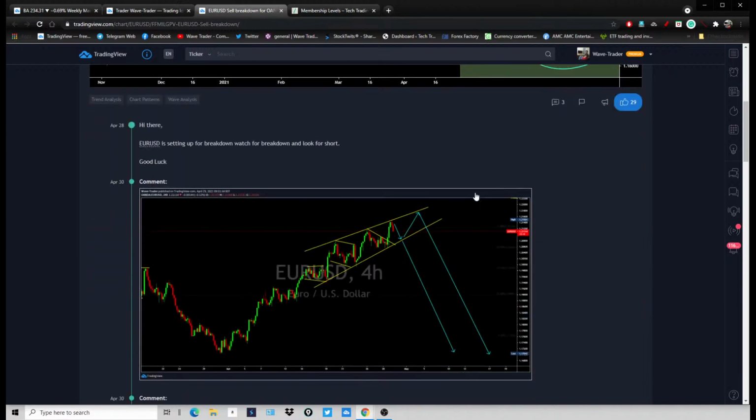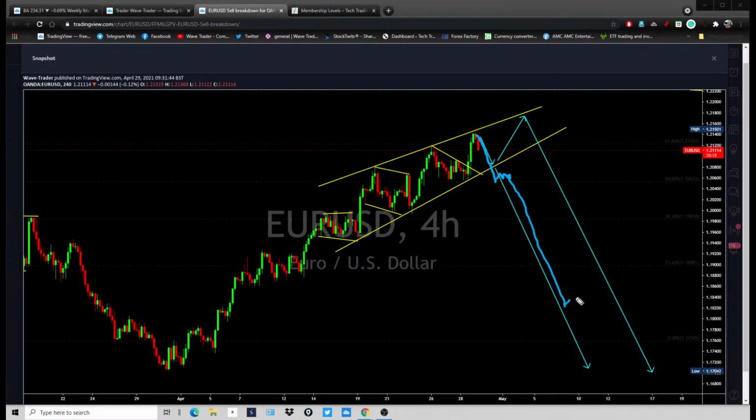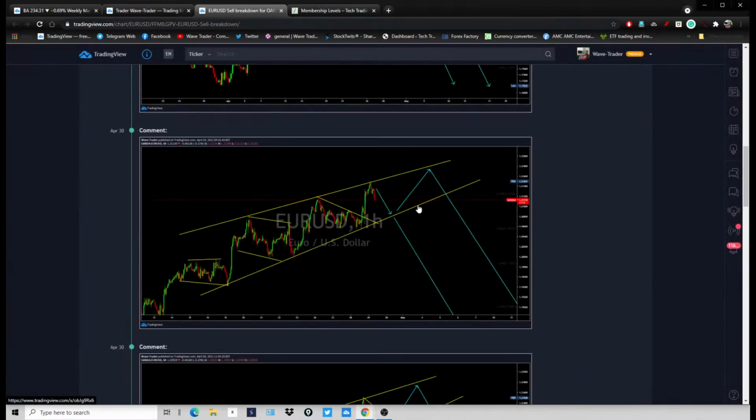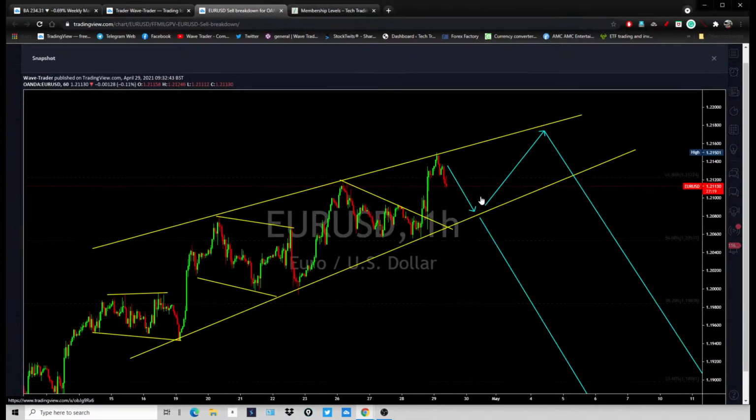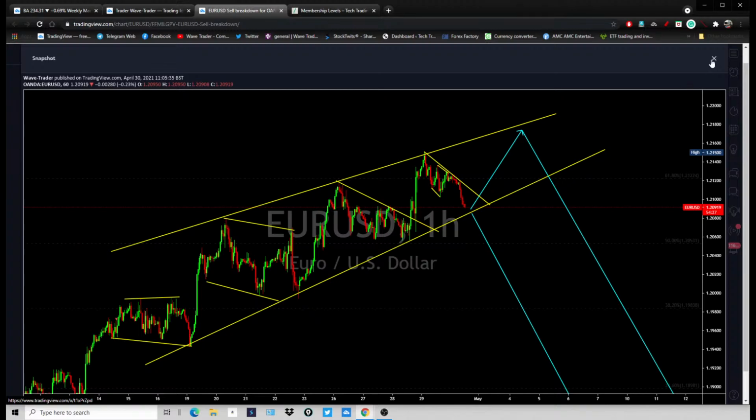So let's look at the updates. We were expecting it to drop hard every time price was forming new highs within that ascending wedge. We were expecting it to fall aggressively to the downside, and price is now breaking down very aggressively. The breakout we were anticipating on the euro dollar is coming. So the chart is very much clear for the next couple of weeks.